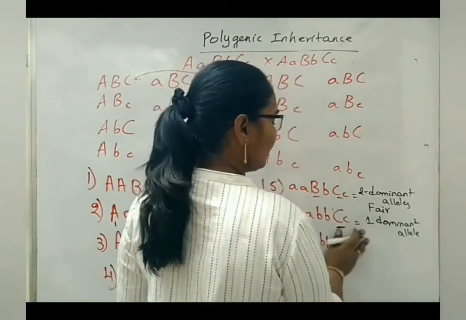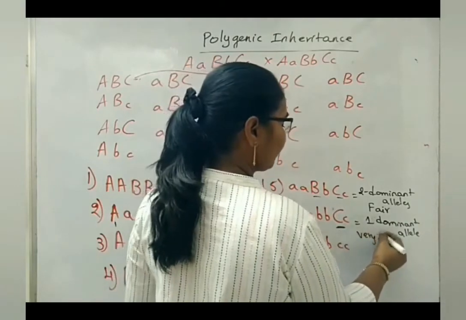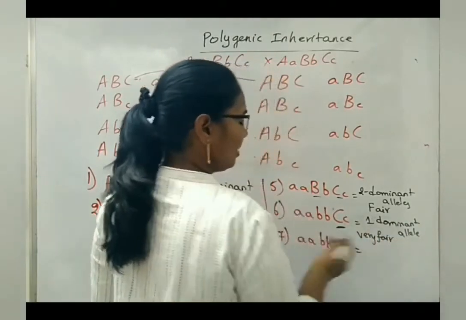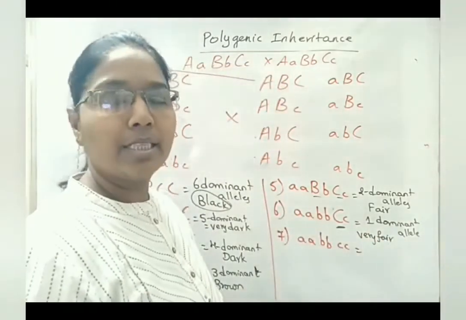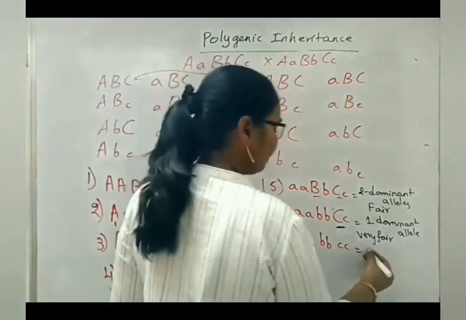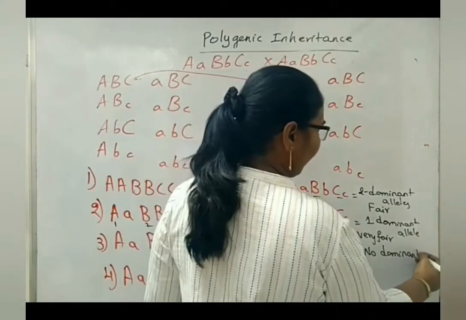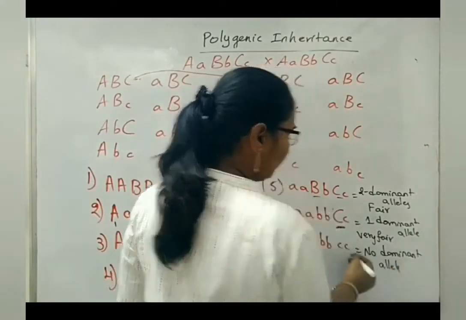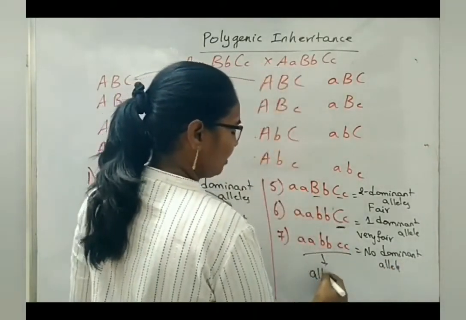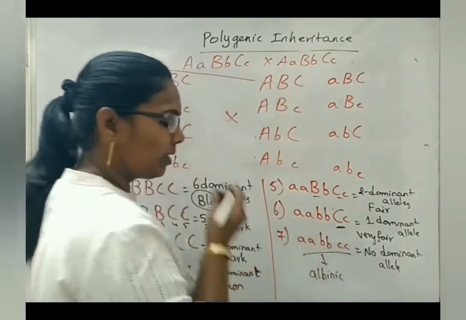So here skin color is very fair. Here there is no dominant allele, so the skin color is albinism. No dominant allele, so it is albinic. Yes, we use the term albinic.